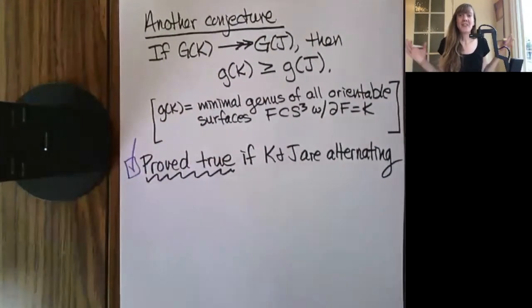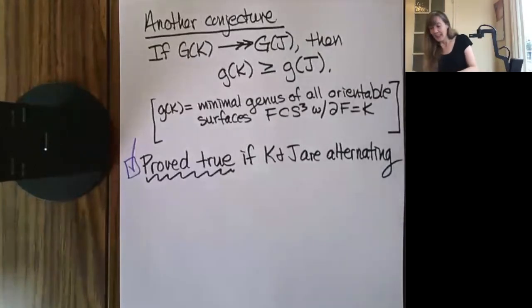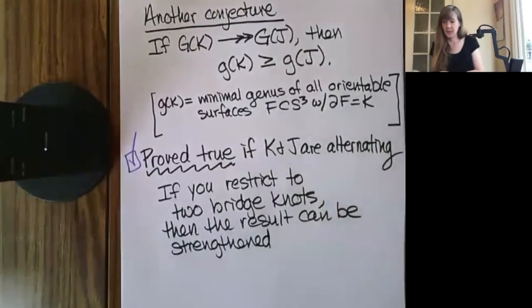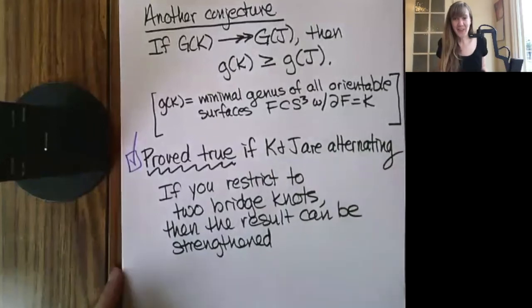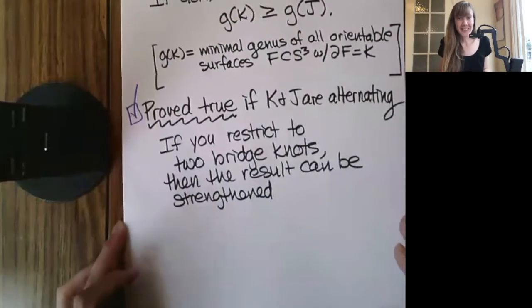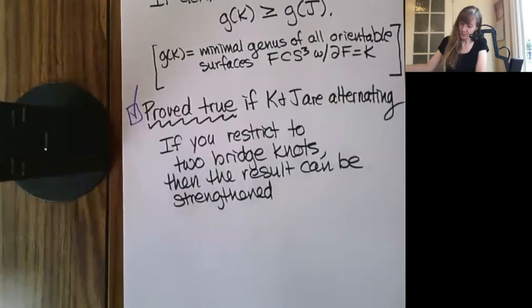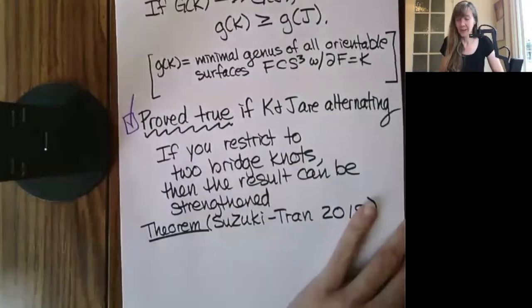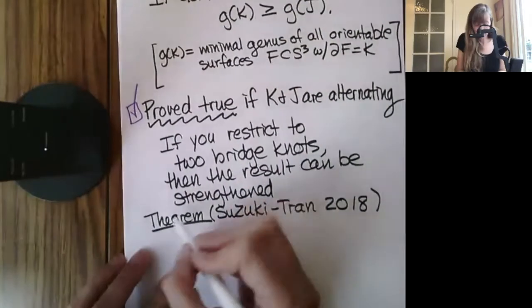Now, if you take an even more restricted look, instead of opening up to all alternating knots, but you restrict to a subset of just two bridge knots, then the statement can be made even stronger. All right, and what will it be strengthened to? We have the following result of Suzuki and Tran. And they say the following.